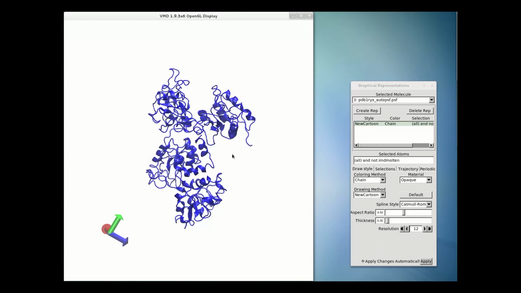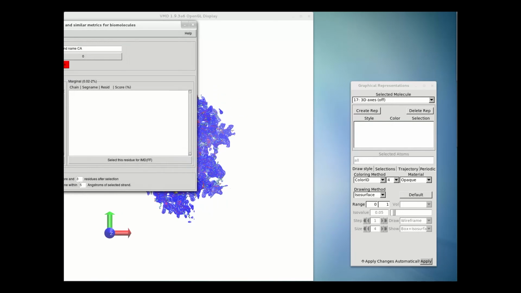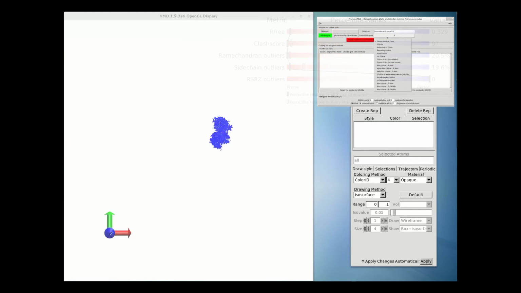For my demonstration, I've chosen the 3.5 angstrom structure of chicken transferrin, protein databank ID 1RYX, first published in 2003. There's no specific reason for this choice other than the fact that, like most low-resolution structures from this era, it hasn't stood the test of time very well. I'm looking at it for the first time and have no idea what I'll find, so let's have a look.